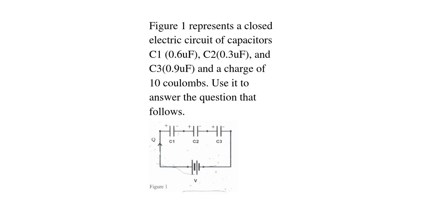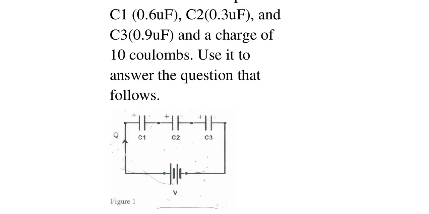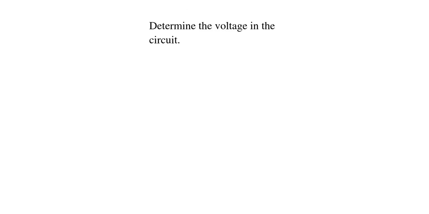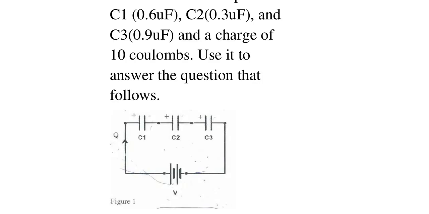Figure 1 represents a closed electric circuit of capacitors C1 0.6 microfarad, C2 0.3 microfarad, and C3 0.9 microfarad, and a charge of 10 coulombs. Use it to answer the question that follows. So we have this circuit and we are told to determine the voltage in the circuit. So we have three capacitors, we have a voltage supply, and we have to determine the voltage in the circuit, which is the voltage supply in the whole circuit.